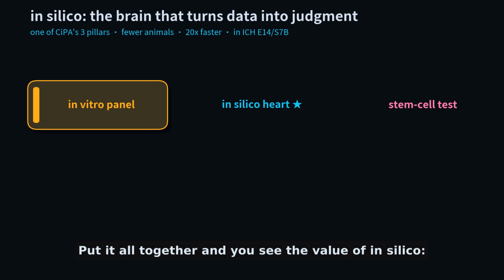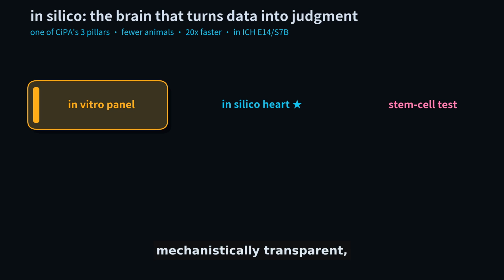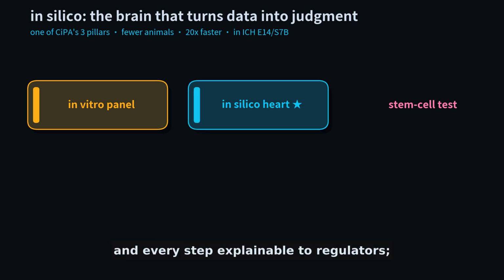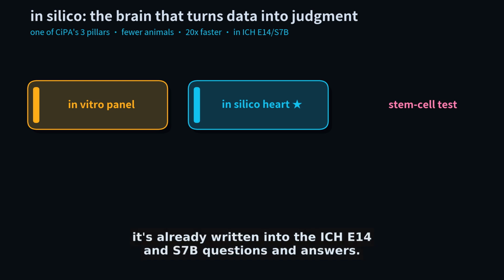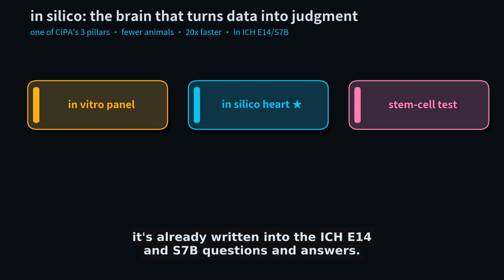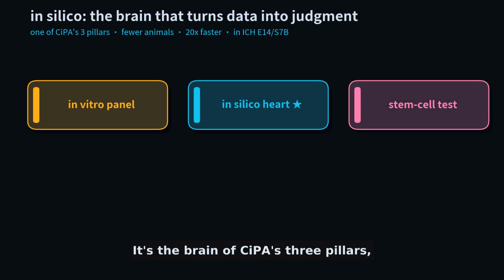Put it all together and you see the value of in silico. Fewer animals, over 20-fold faster, mechanistically transparent, and every step explainable to regulators. It's already written into the ICH E14 and S7B questions and answers. It's the brain of CiPA's 3 pillars, the in vitro multi-channel panel, the in silico virtual heart and live stem cell testing, the part that turns data into a judgment.